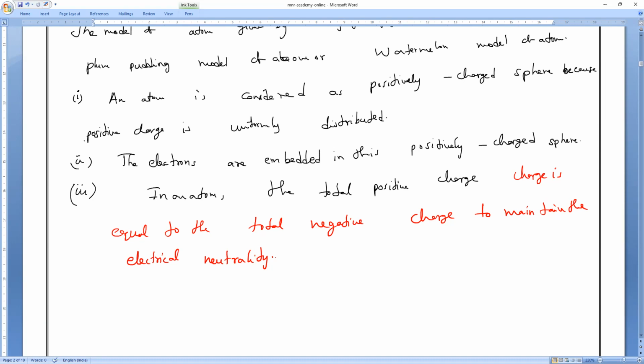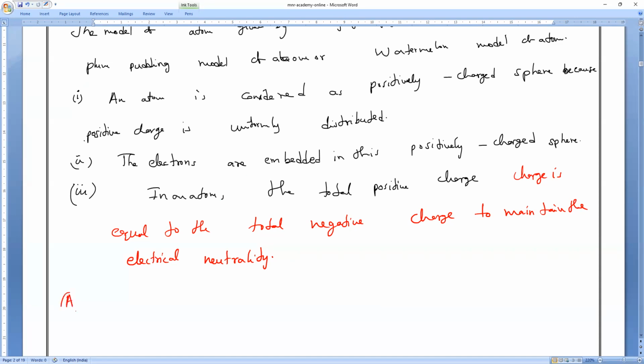Any doubt you can ask. Okay, all of you, write these 3 points. If you write these 3 points, then we'll proceed further. I hope all of you are clear. Now keep writing, everybody. Comparison with the plum pudding.